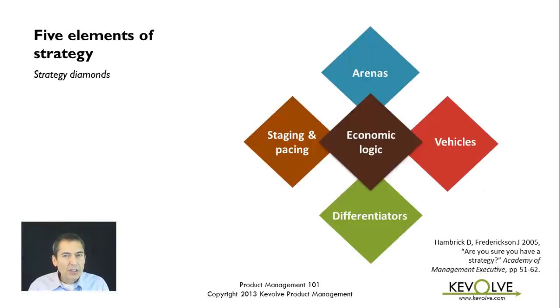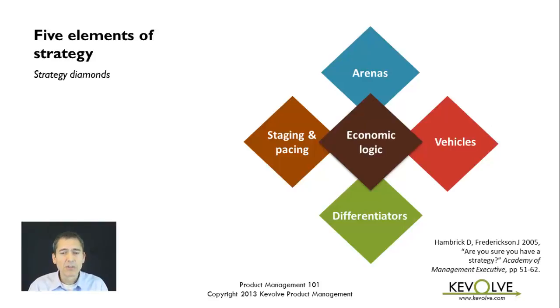The term strategy is used very loosely. People talk about strategy for everything. So we're going to try to be a little more defined when we speak about strategy. In particular, we're going to talk about 5 elements of strategy. And this, again, came out of Hambrick and Fredrickson's work. It came from a 2005 article. I'll give you the information for that later. This is a good one to look up.